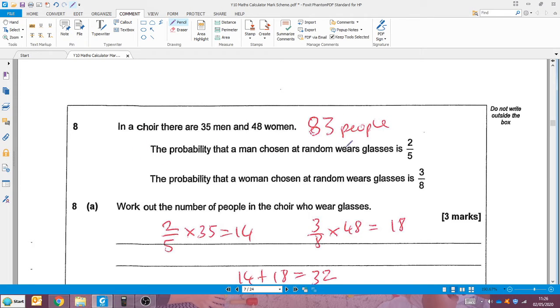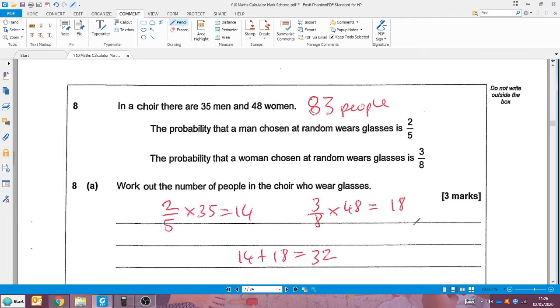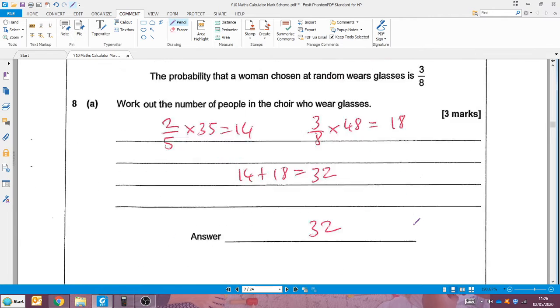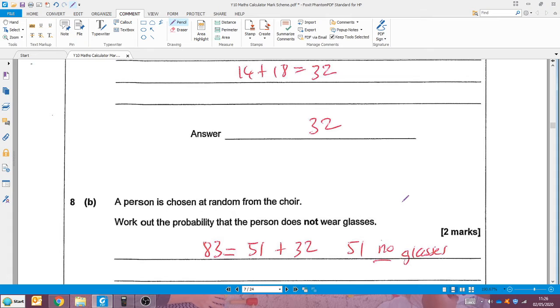The chance of picking a bloke is 2/5 if he wears glasses. The ladies, 3/8. How many people in the choir wear glasses? Okay, so it's 2/5 of 35, which can be done without a calculator easily. 14. 3/8 times 48 for the ladies, 18. Altogether 32. 3 marks.